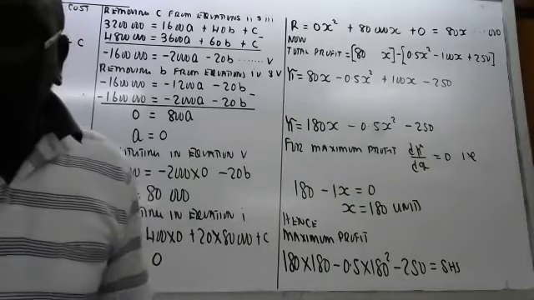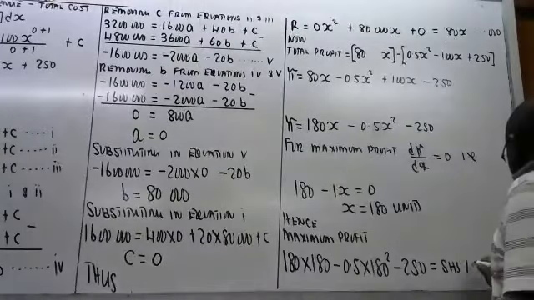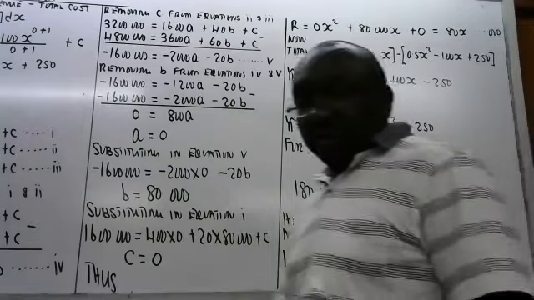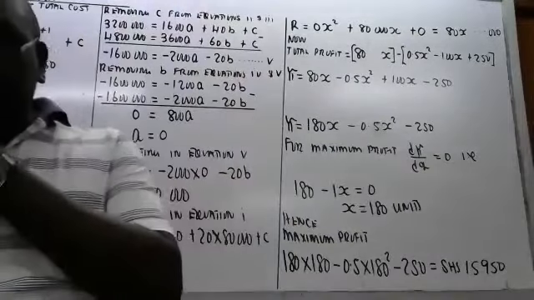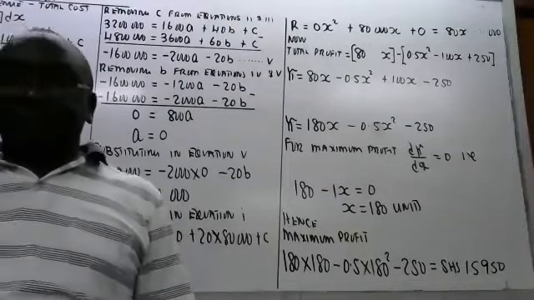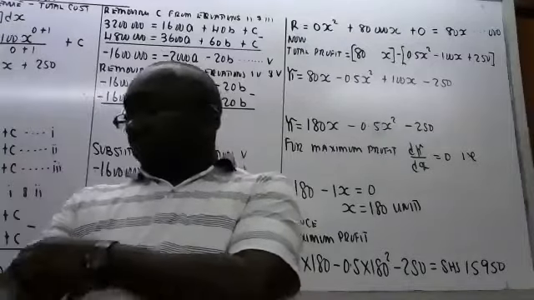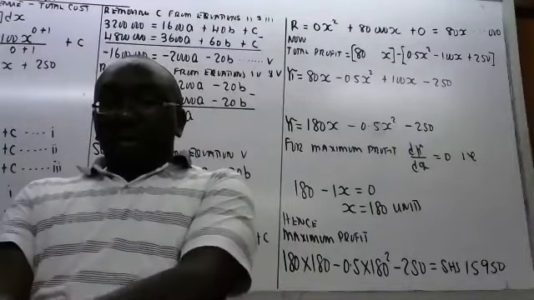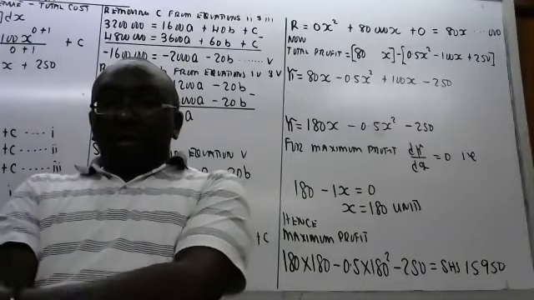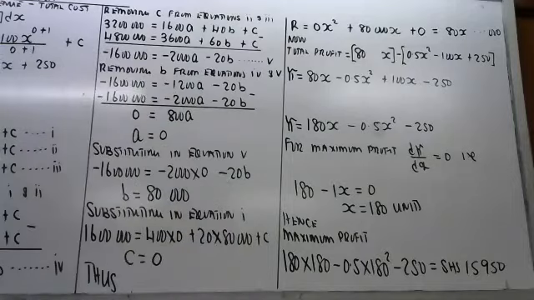Yeah, Anne says 15,950. 15,000, even Thiomo agrees. Yes, Malda. So I think we are okay. We proceed to the next question.